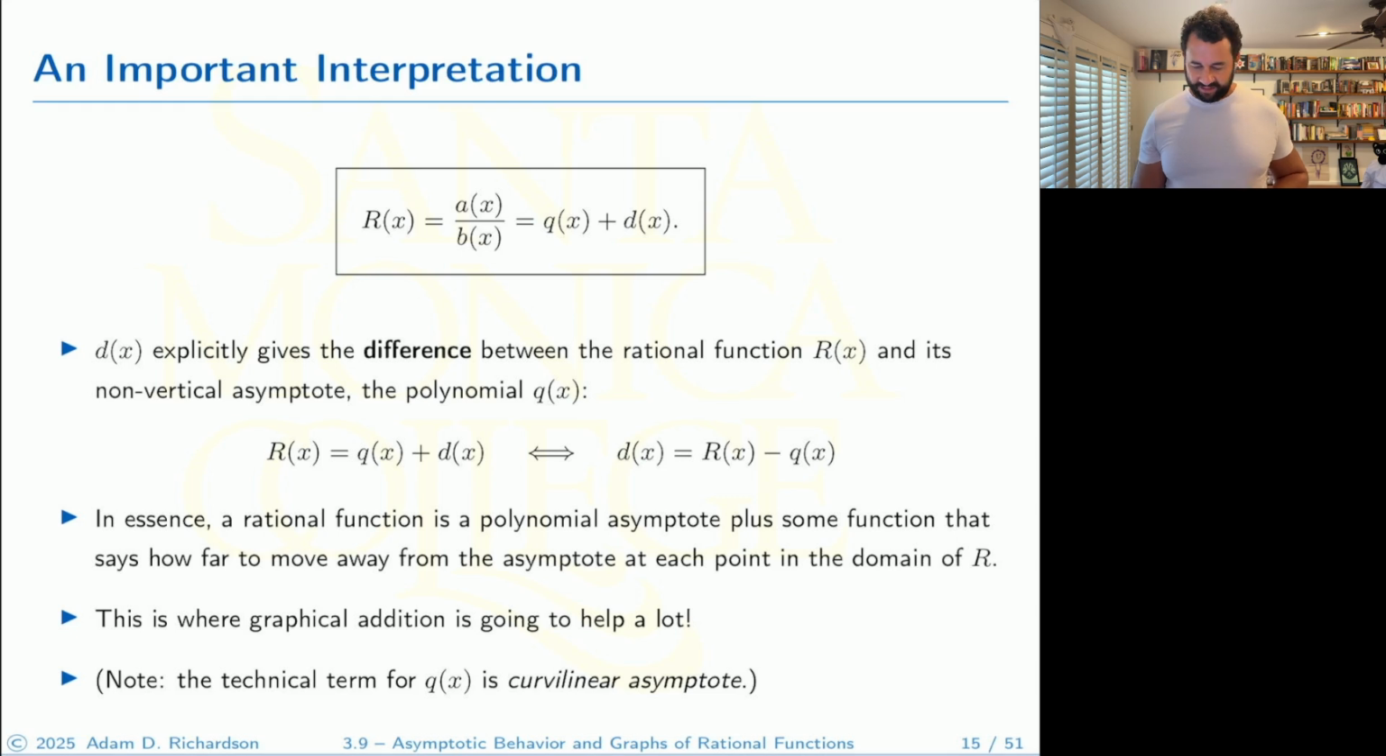All right. Oh yeah, a little technical term here. So technically, this quotient is called a curvilinear asymptote. So if you want to Google it and read more about it, curvilinear is the word you want to Google. I prefer to use the phrase non-vertical just to emphasize that you've got two cases. You've got vertical asymptotes, which you can determine looking at the local behavior, and then non-vertical asymptotes, which you can determine by running the division algorithm. All right. But curvilinear is the technical name.